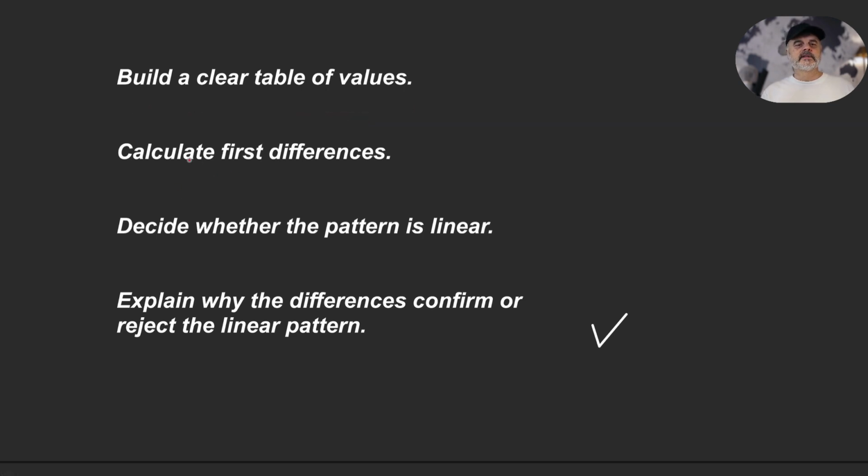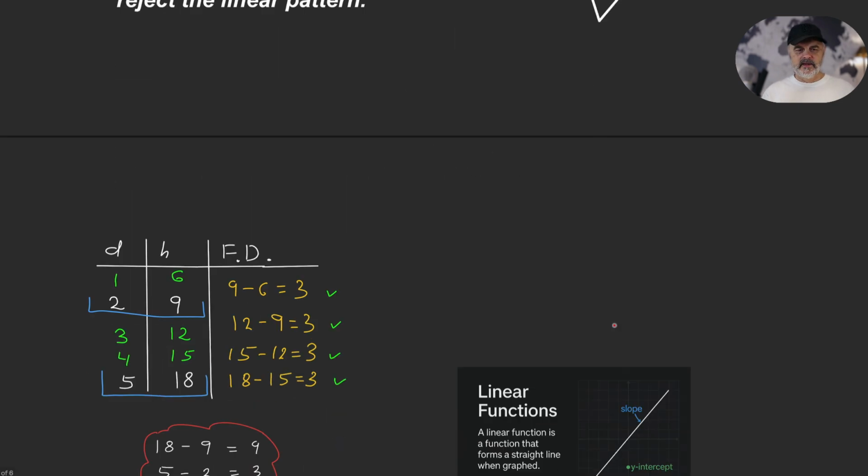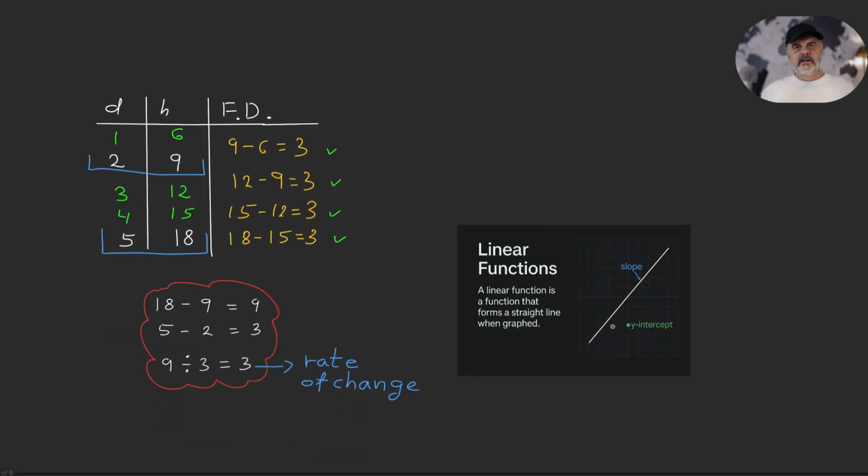Build the tables, calculate the first differences, determine whether it's linear, and explain why this is linear, if it is linear. So, the table. Table is simply starting with a T-chart, right? Letter T, and then you have one set of data, another set of data. This is independent variable, and this is dependent variable sets of data.